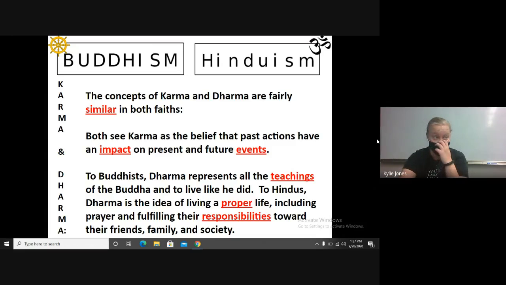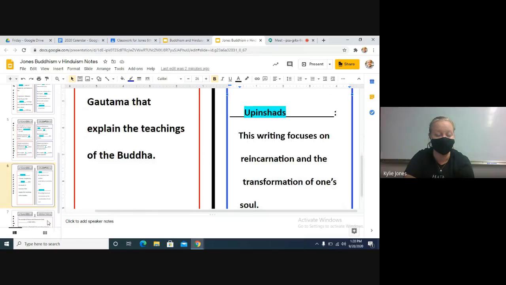Good and bad karma. To Buddhists, Dharma represents all the teachings of the Buddha and to live like he did. So Buddhists try to live like Buddha. To Hindus, Dharma is the idea of living a proper life, including prayer and fulfilling responsibilities towards their friends, family, and society. Okay. So they're very similar religions. They just have slightly different beliefs of how things happen, right? So we're going to go type that over there. Our last slide.